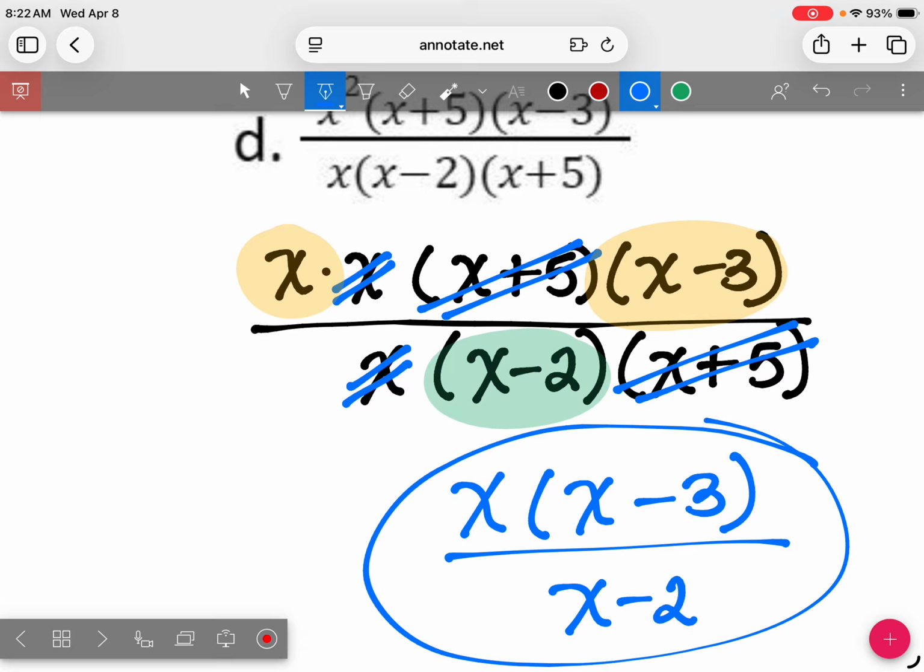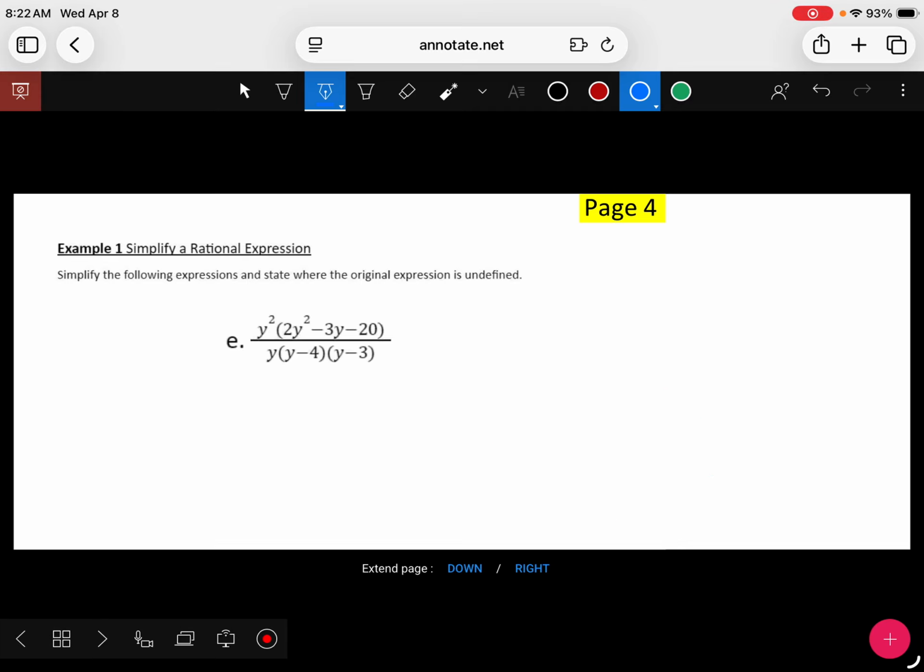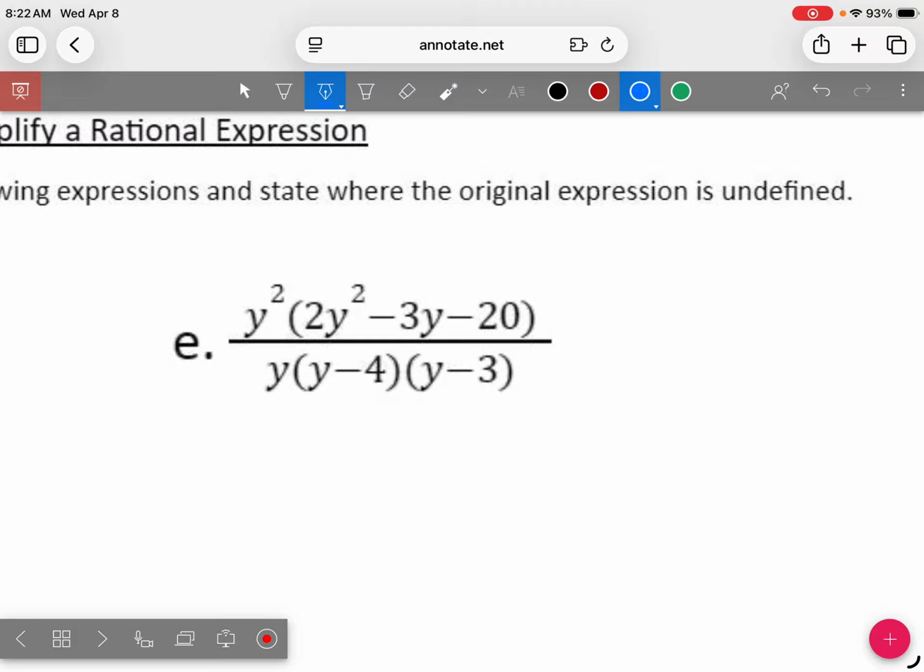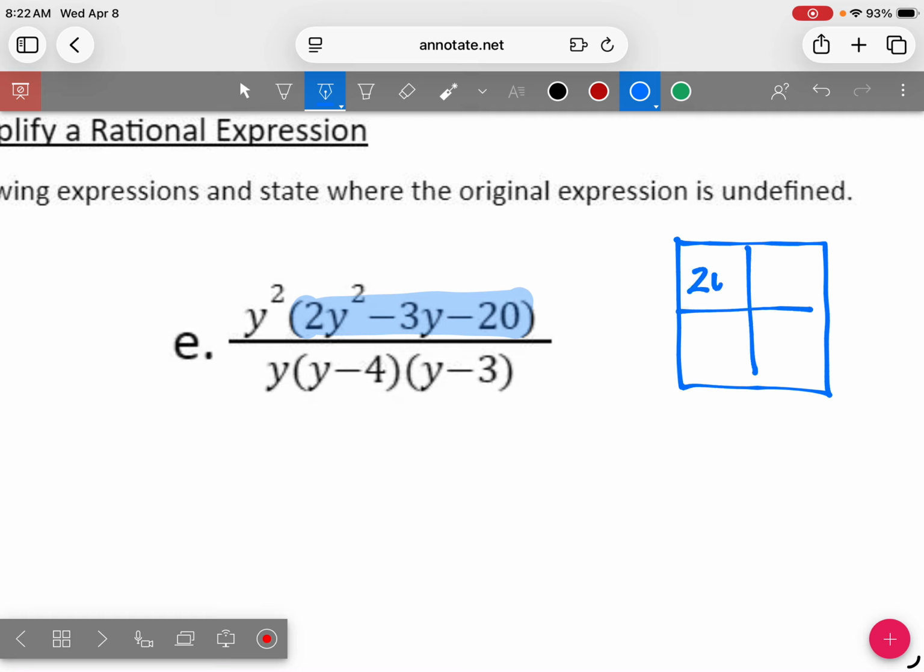All right, let's look at question E, and then we're going to start the homework together. So this is the first time where we have to make a box, because see how this has a 2. So in order to factor, we need to make a box. Let's make our box. 2y squared goes here. Negative 20 will go here.